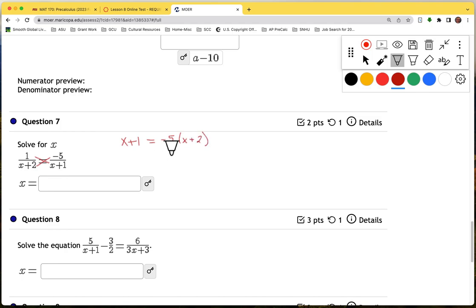And I'll do this in 2 steps just so we can see it. So I have to distribute. Now, I could distribute the 1, but that doesn't do much, right? So we're going to distribute here. We get x plus 1 equals negative 5x minus 10. Add 5x to both sides. Just to keep things positive, we could have subtracted x from the other side. So we get 6x plus 1 equals negative 10. Now solving for x, let's subtract 1.